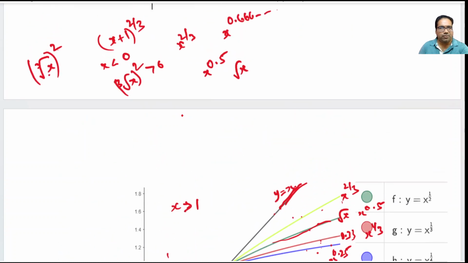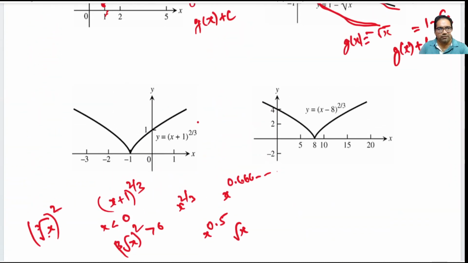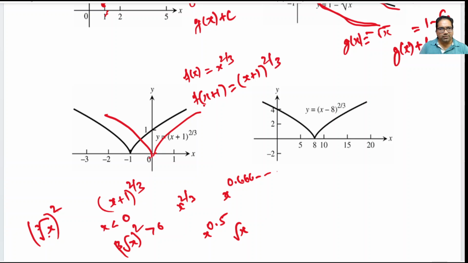Now, let's go back. We know what the x power 2 by 3 graph is. X power 2 by 3 would look something like this. That is f of x equals x power 2 by 3. Now, f of x plus 1 is x plus 1 whole power 2 by 3. What is f of x plus 1? F of x is some graph. Then f of x plus 1 is the same graph shifted 1 unit towards the left. So this one is shifted 1 unit towards the left. So, this is our required graph.